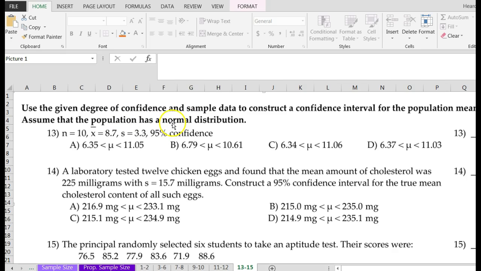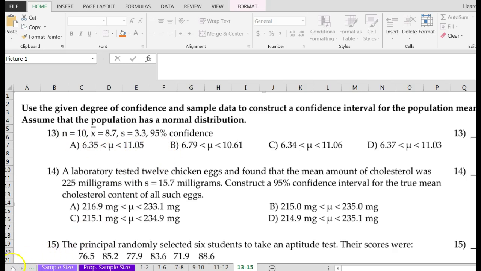But on these, notice the first thing I see is that my sample size is n. So if the sample size is less than 30, I'm going to be using a t instead of a z. So my sample size is n. X bar is equal to 8.7. S is equal to 3.3, and I'm doing this at 95% confidence. All right, let's kind of look at this. It looks like we're rounding to 2 decimal places on these.